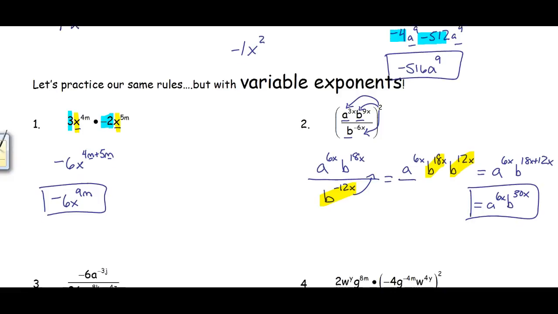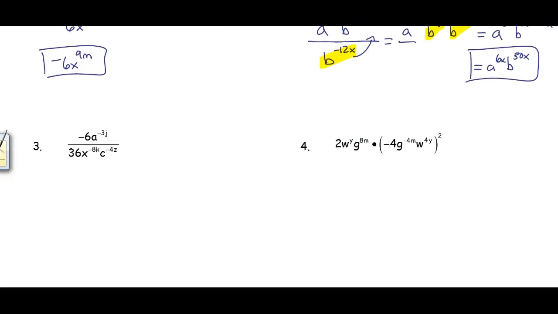All right, let's take a look at number 3. I'm going to go ahead and simplify my fraction out front. Negative 6 divided by 36 is just negative 1 over 6. So then that takes care of that. You can simplify the fraction at the beginning or you can simplify it at the end.